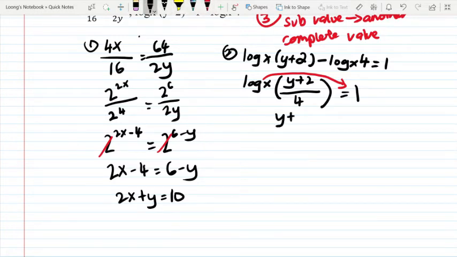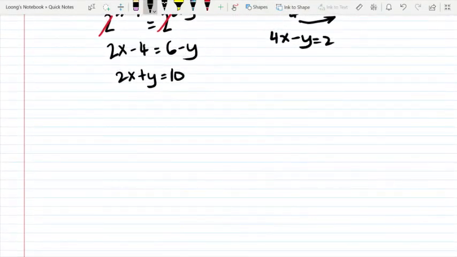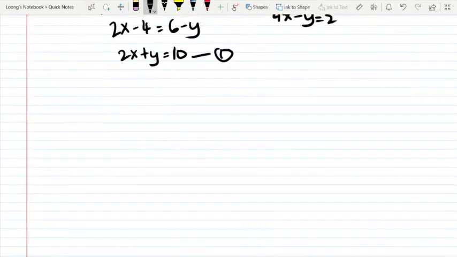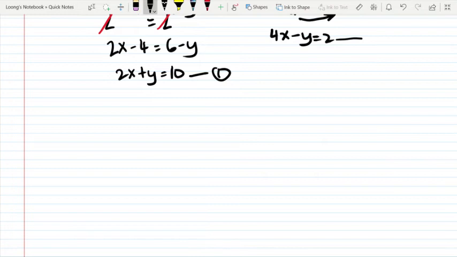So I'm going to write it like this, and after that this 4 will be multiplied with x, and then what we have here is 4x minus y equals 2. So later, this is our first equation, and this here is our second equation.